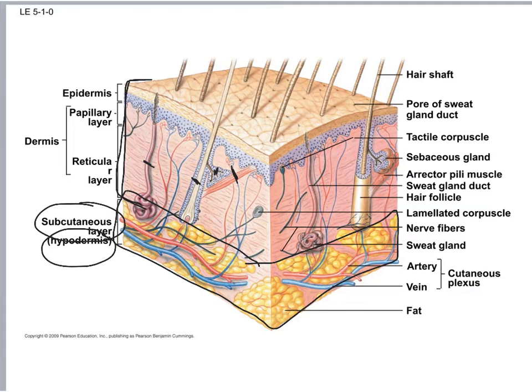So what do you think the skin does? First of all, it adds protection. It's protecting the rest of your body from contusions and abrasions and shocks and chemicals and all of those things. It also helps to maintain your body temperature. This layer of fat down here adds an extra layer of insulation.